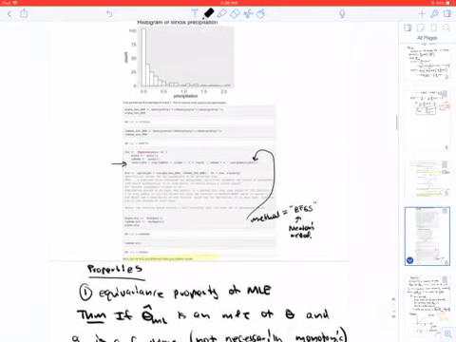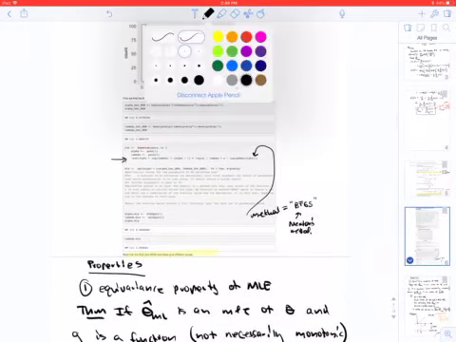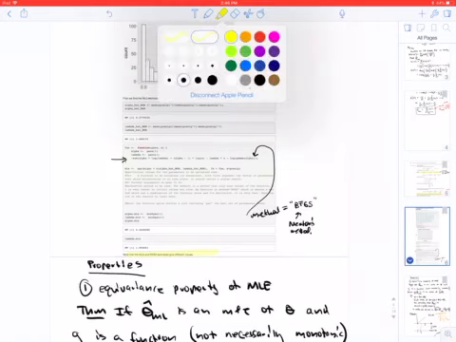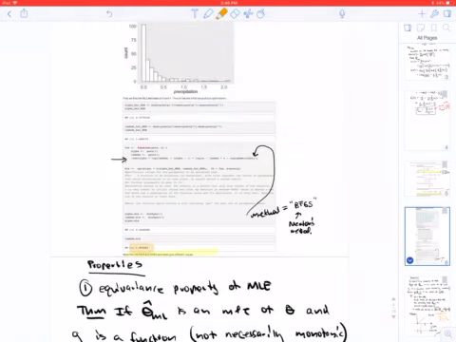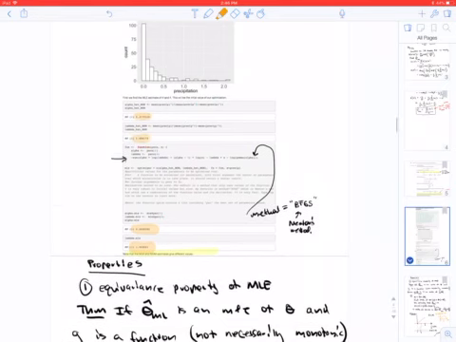Okie doke. And just notice the values that we get are different than the MOM values. So here compared to here.